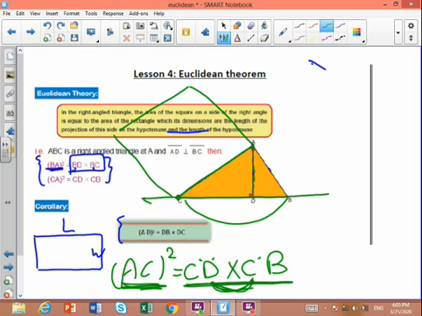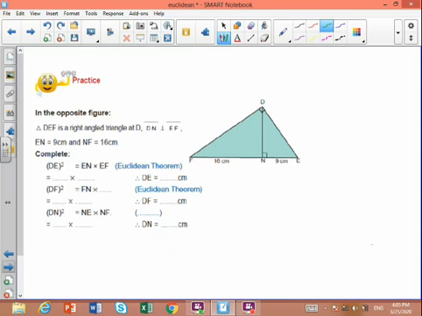Okay. Let's go to some exercises. Here, practice. DEF is a right angle triangle at D. DN is perpendicular on EF. EN equals 9. And look, NF equals 16. This part 9 and this part 16. So the whole hypotenuse is 25. Okay? Let's complete. He wanted DE square.